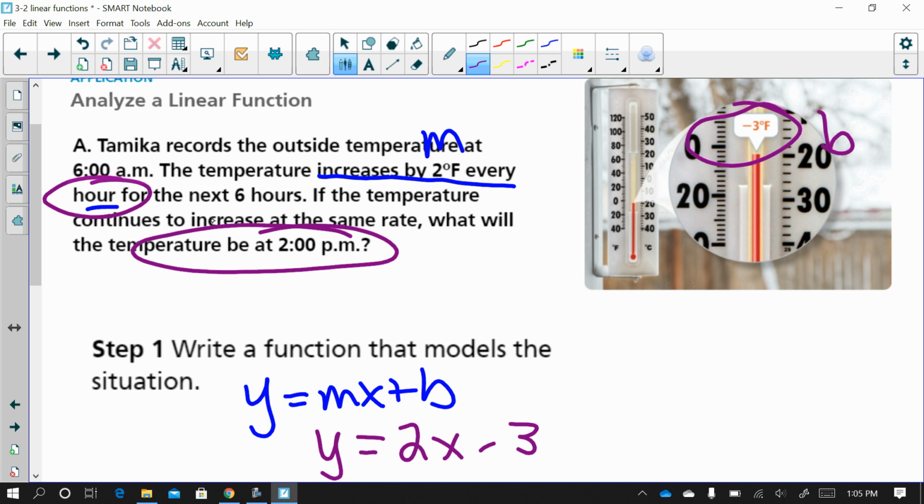So if I start at 6 a.m. and I want to go to 2 p.m., that is 8 hours. Think about it. 6 a.m. to noon is 6 hours, and then to 2 is another 2. So a total of 8 hours. So in order to solve this problem, we need to plug in 8 for x.